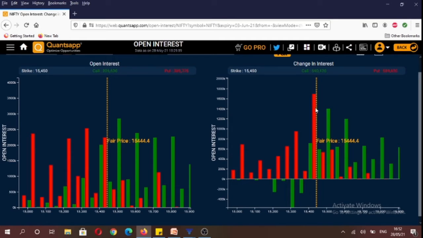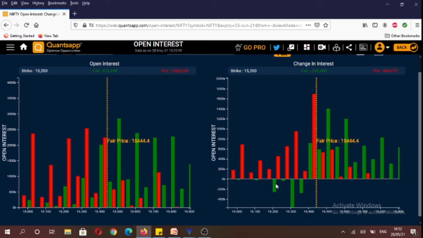And if you were to see what happened intraday on Friday, the change in open interest data suggests that the highest amount of puts were written at 15,400 strike, followed by 15,300 strike. And you can also see the highest amount of calls were written at 15,500 strike, followed by 15,600 strike.